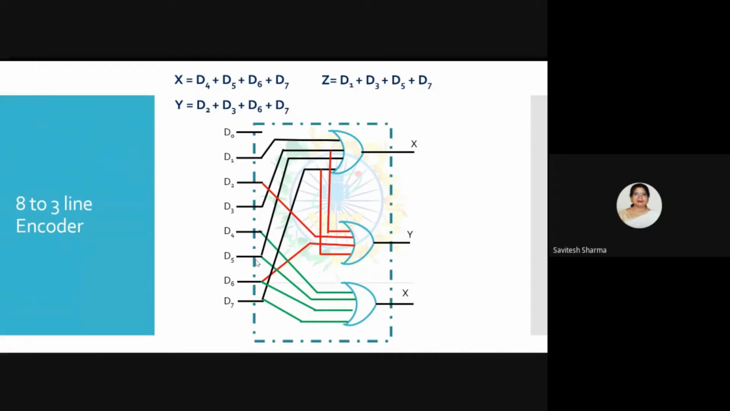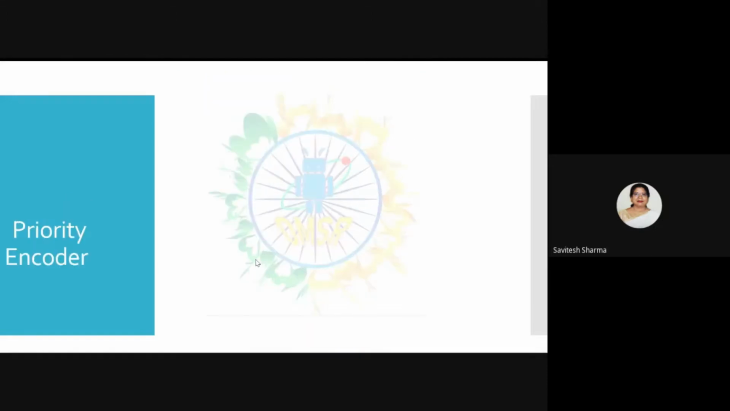But now I am going to tell you another case. If multiple lines are high, then how will the encoder respond? How will the encoder respond if more than one line is high? So we will design another encoder called the priority encoder. This is a special type of encoder where I am assuming that more than 2 input lines are high at a time. The question is how this encoder will respond.